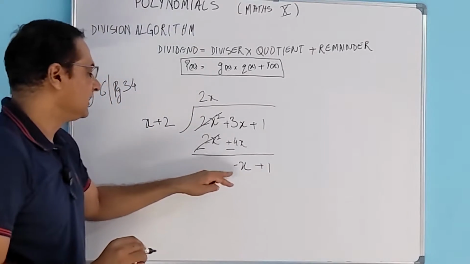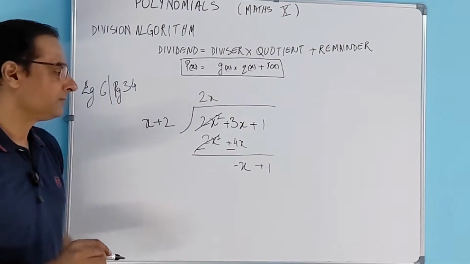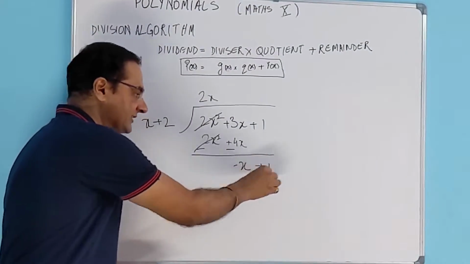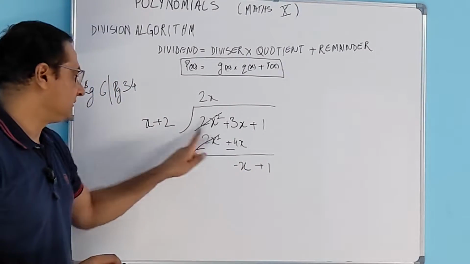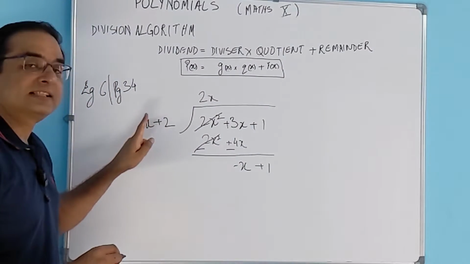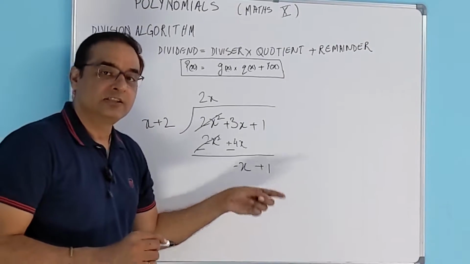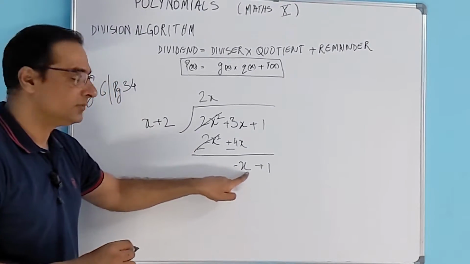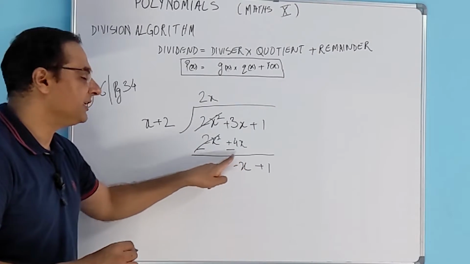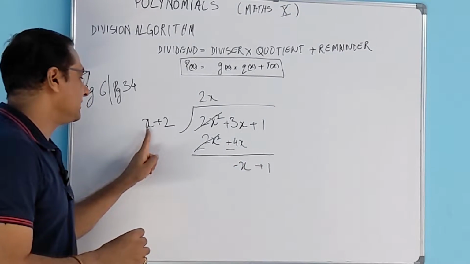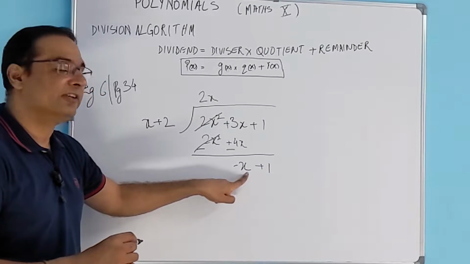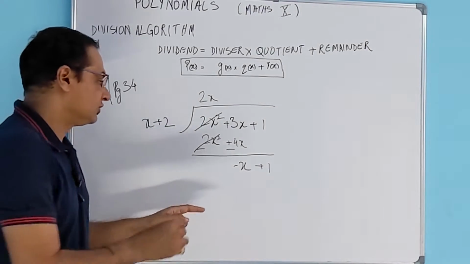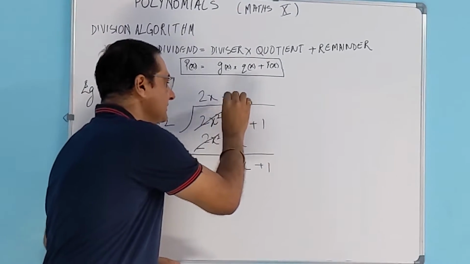So what have we got? Minus x plus 1. Again we look at the degree of this remaining term. This is 1, the divisor's degree is 1, so we can divide it. So we still need to divide it. Again looking at the first term, we need to eliminate this first term. So what should we multiply x with to get the value as minus x? Minus 1. So we get minus 1.